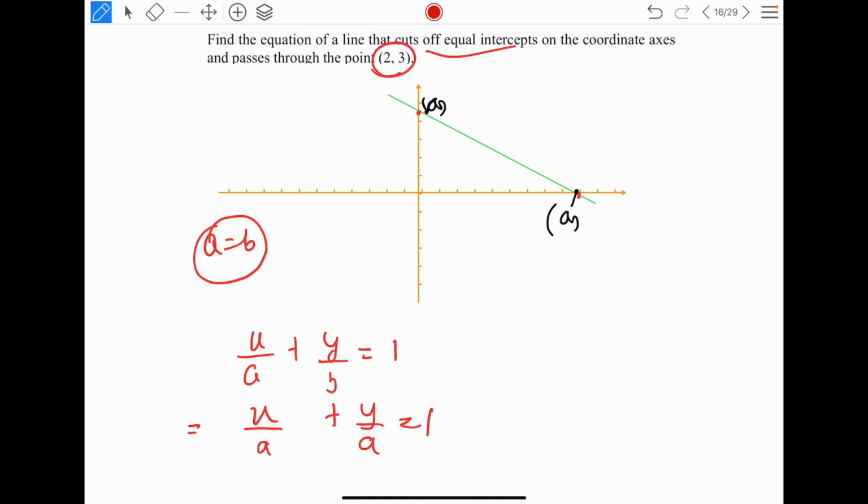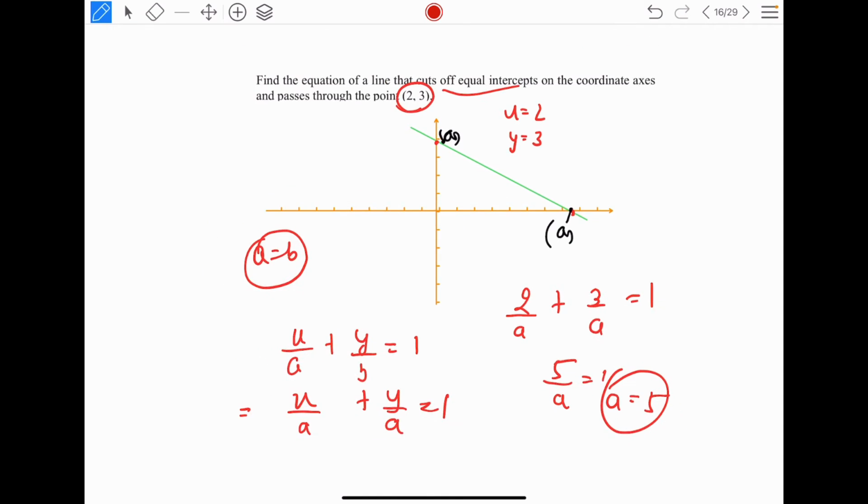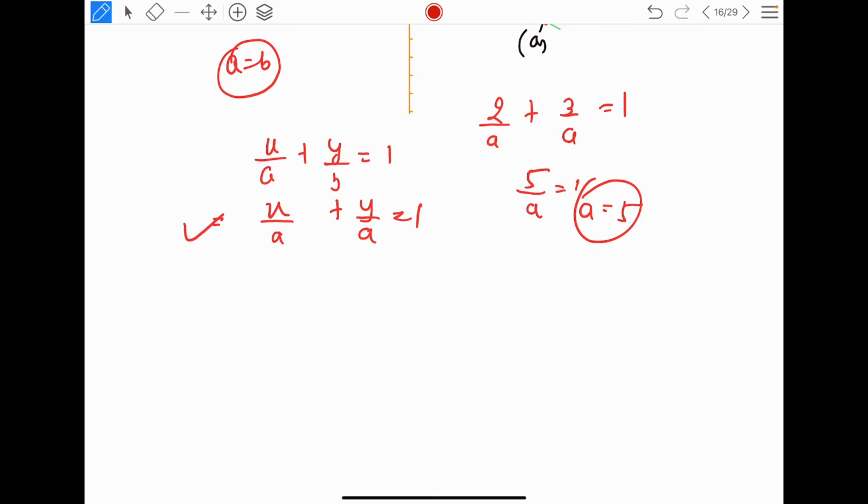Point is given 2, 3. That means x is equal to 2, y is equal to 3. Let's put it here. So 2 by A plus 3 by A is equal to 1. That means 5 by A is equal to 1. So A is equal to 5. That means the intercept is equal to 5. Now you can put the value of A in your intercept form and solve it.